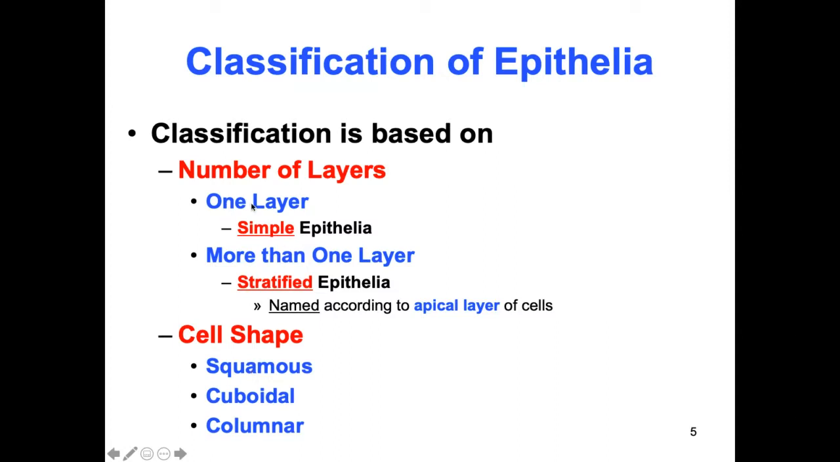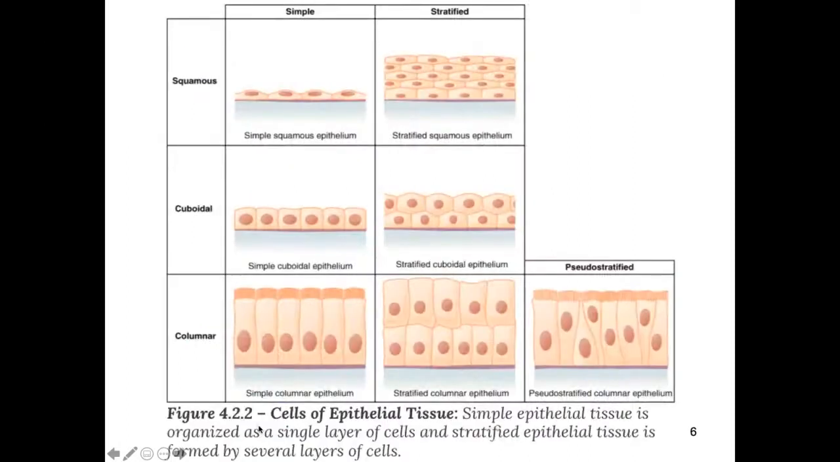So when we see that it's one layer, we call it simple. And if we see that it's multiple layers, we use the word stratified. And we're talking about the layer on top, the apical layer. That top apical layer is what we're looking at, okay? And then we look at the shape of those cells: squamous, cuboidal, or columnar.